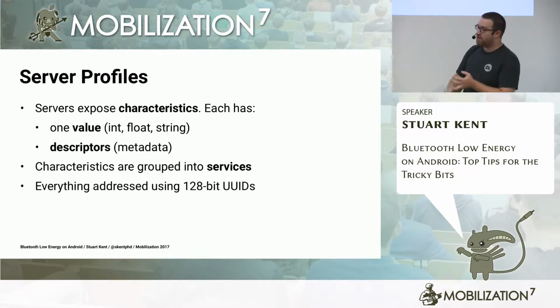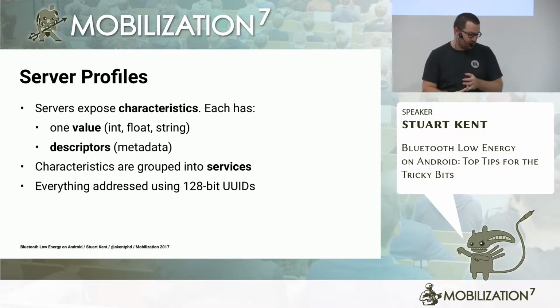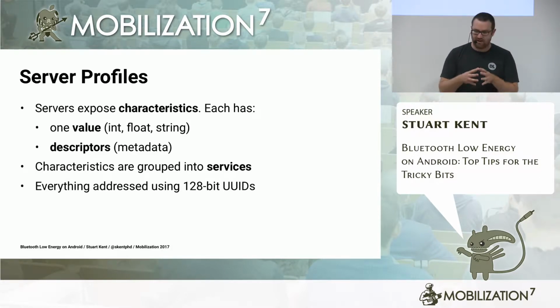So server profiles play that role for us in Bluetooth Low Energy, and the basic unit of these profiles is a characteristic. So think of a characteristic as kind of like an individual endpoint. Each characteristic will have a value that can change over time, and it will also have descriptors, which are basically metadata for that value. Characteristics are then grouped into services, and then this collection of all the services represents the entire profile. And everything in this profile can be referenced by you using a 128-bit UUID, basically a long string.